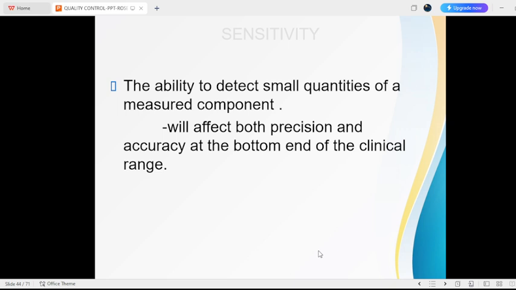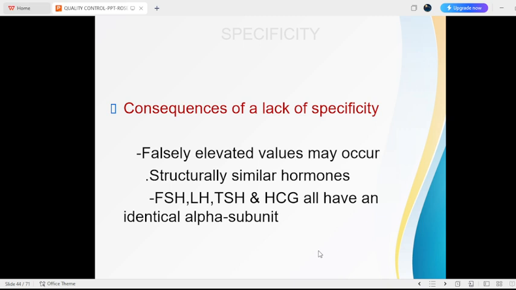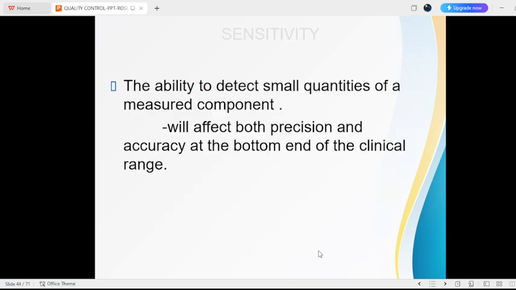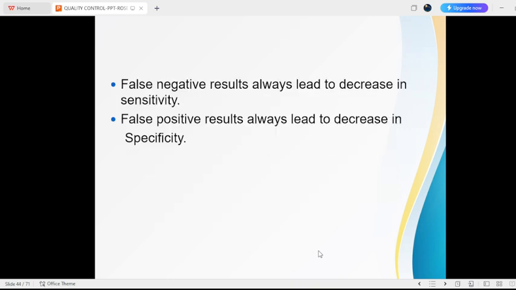Next is sensitivity. Sensitivity means the ability to detect small quantities of a measured component. It will affect both precision and accuracy at the bottom end of the clinical range. Sensitivity means the ability to detect small quantities of a measured component, but specificity means the ability of a method to measure solely the component of interest. False negative results always lead to a decrease in sensitivity. False positive results always lead to a decrease in specificity.